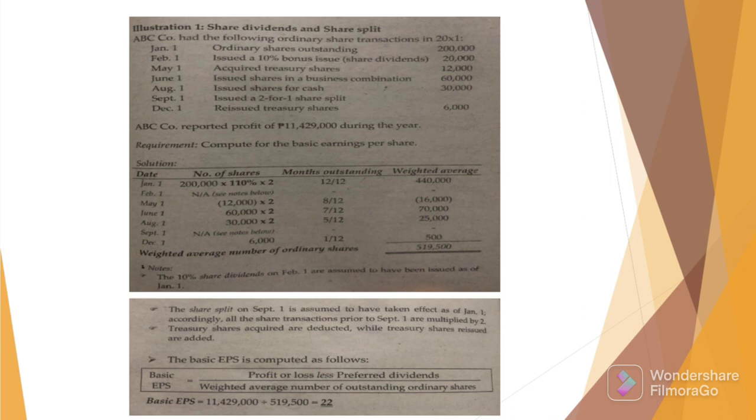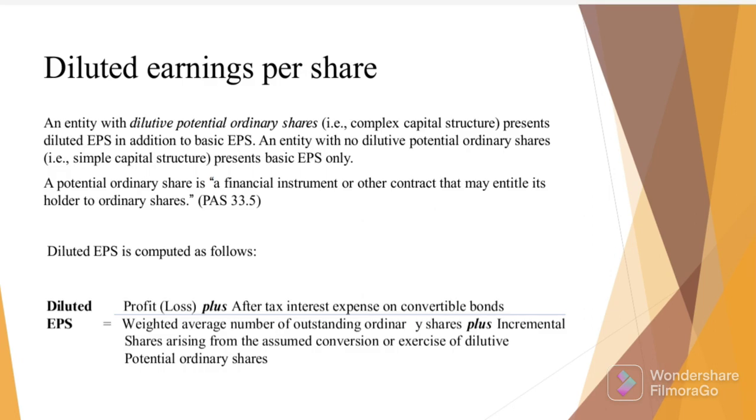Now let us proceed to the second method of computing earnings per share. Nabanggit or na-discuss natin kanina na ang unang method is yung basic earnings per share. Ngayon dumako tayo sa second one. It is the diluted earnings per share. It is for an entity with dilutive potential ordinary shares. For example, yung complex capital structure, pinapresent yung diluted earnings per share in addition to basic EPS.